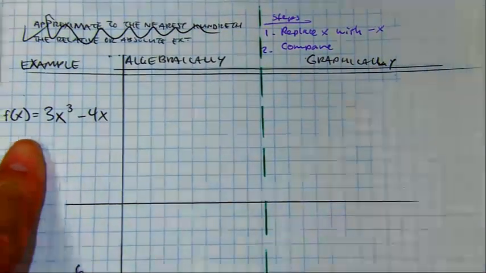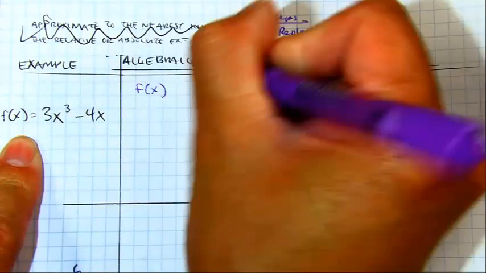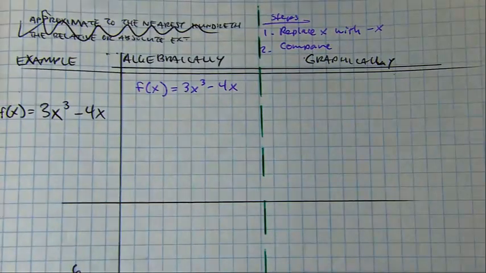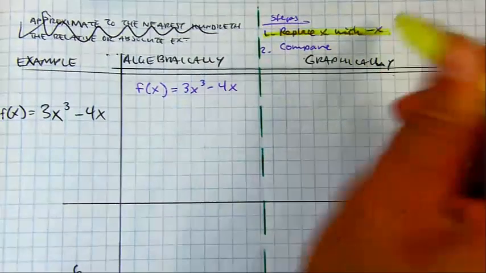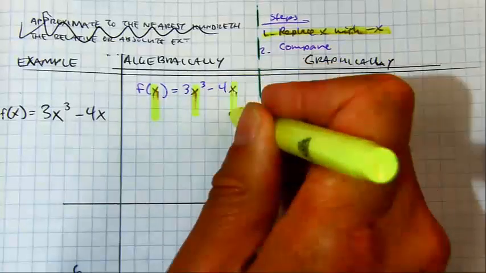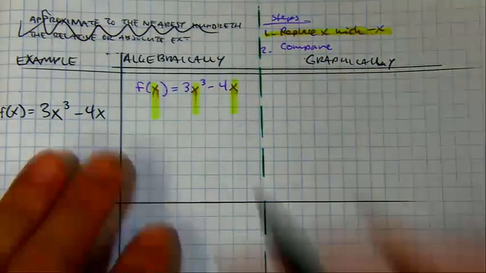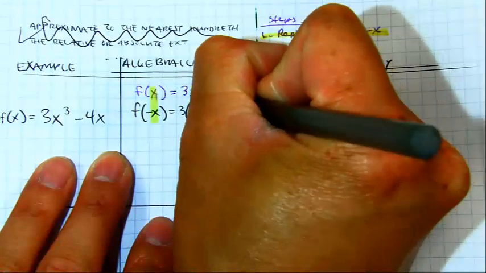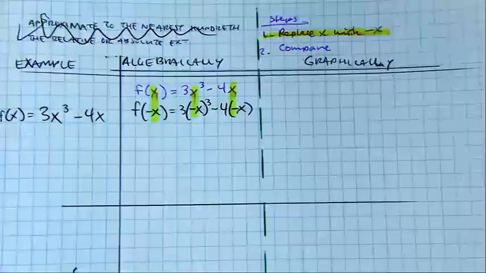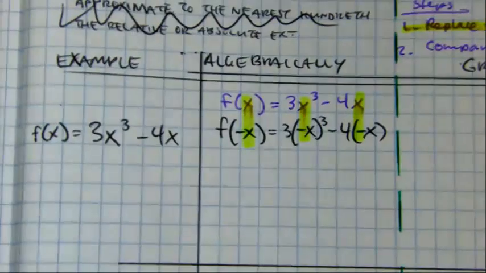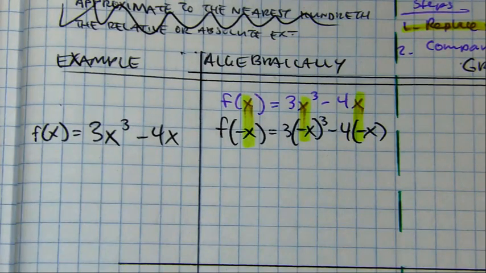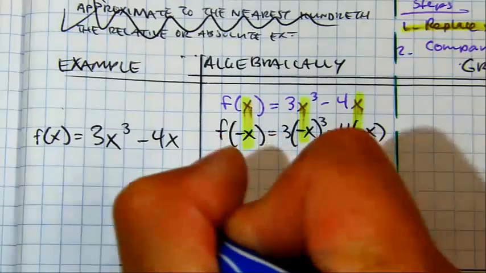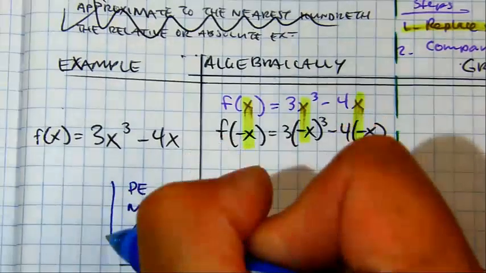Let's do f of x. I'm going to write the original problem down. Every time I see x, what do we write, class? Let's do that. So I have f of negative x equals 3 times negative x cubed minus 4 times negative x. Class, should I multiply by 3 or do the exponent? Exponent. PEMDAS. Right? Use PEMDAS going down to simplify.